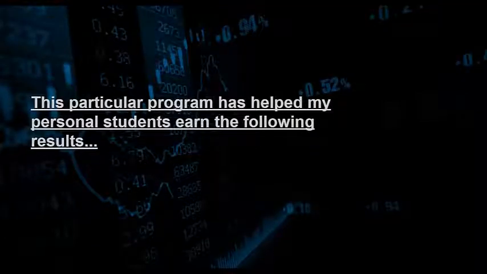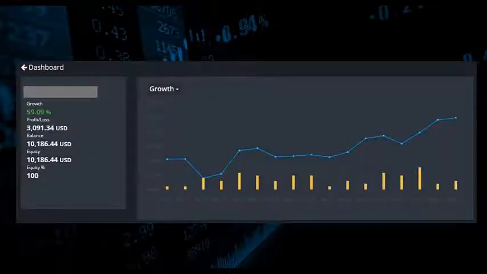Now, this particular program has helped my personal students earn the following results. These are screenshots sent in from my subscribers, my trade copier subscribers. Now, some of this, you'll see the growth. Everybody has the ability to control, whoever uses the trade copier, they have the ability to control the lot sizing and the leverage that they use. So here you can see the profit and the balance.